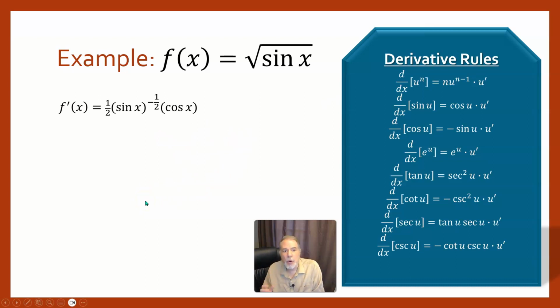So here that would be 1/2 times sine x to the negative 1/2 times the derivative of sine x, which of course is cosine x. Or writing this as a fraction, you've got cosine x on top, and in the denominator you have a 2, and you have a sine x to the 1/2 power, or the square root of sine x. So there's our derivative, cosine x over 2 times the square root of sine x.